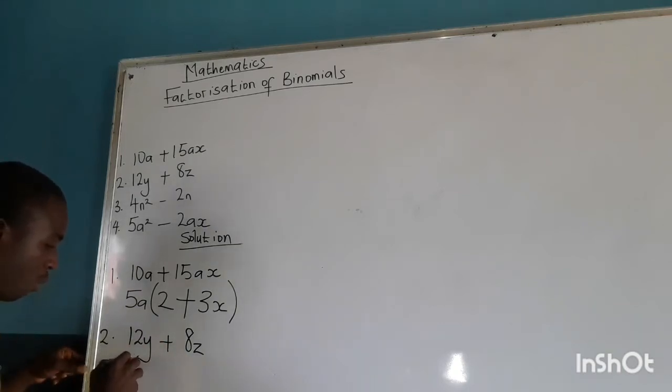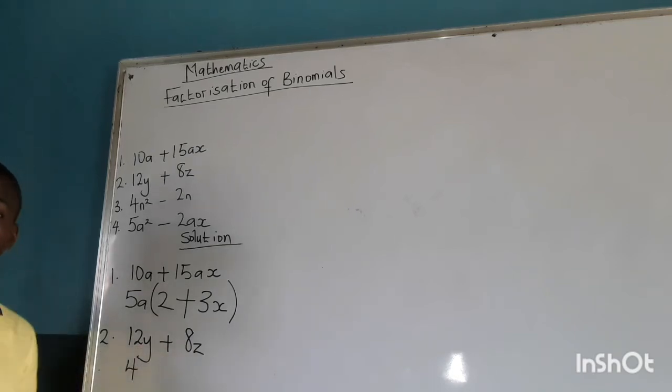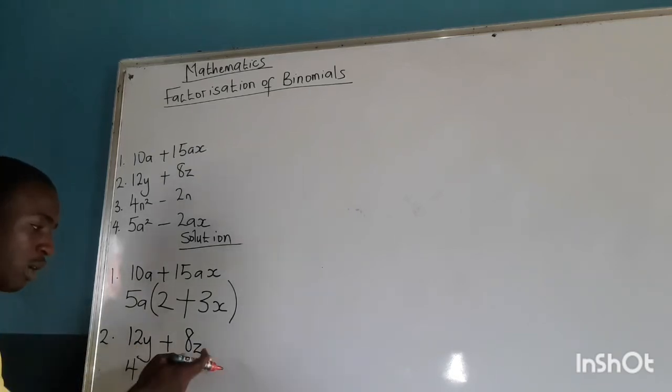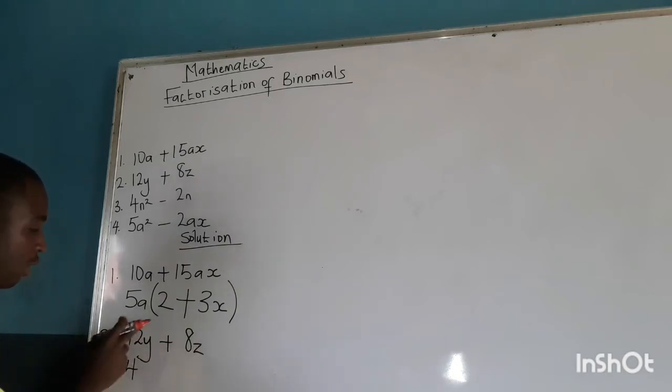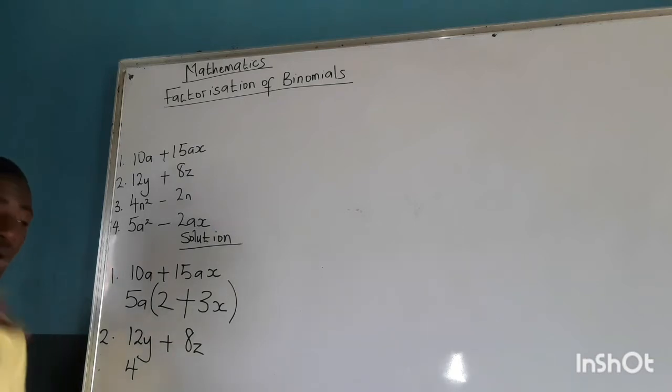So for the number, you write 4. Y is here, Z is here. What is common between them? Nothing. You see y here, but you don't see it here. You see z here, you don't see it here. So there is nothing common between them. So only 4 is our HCF.